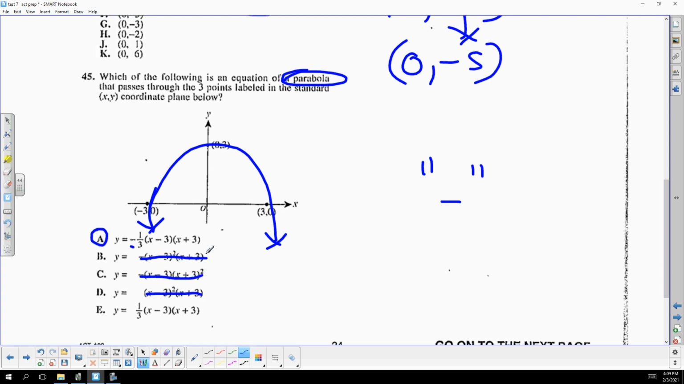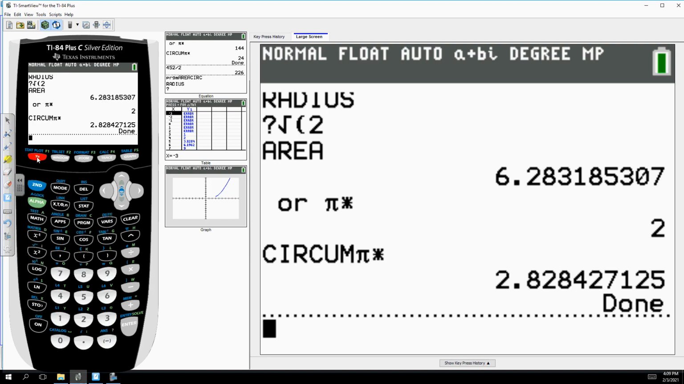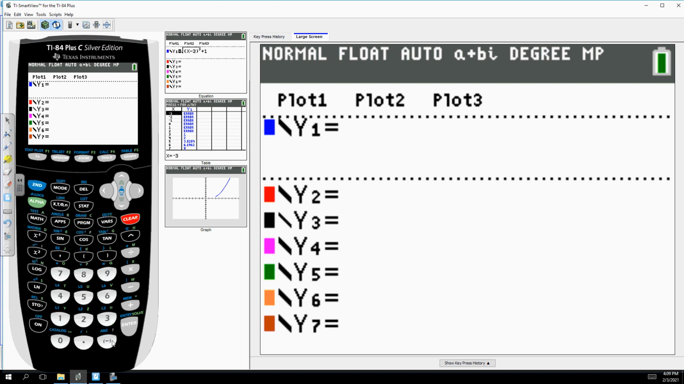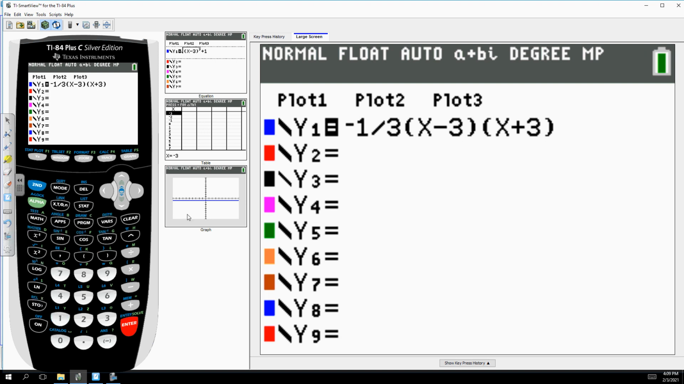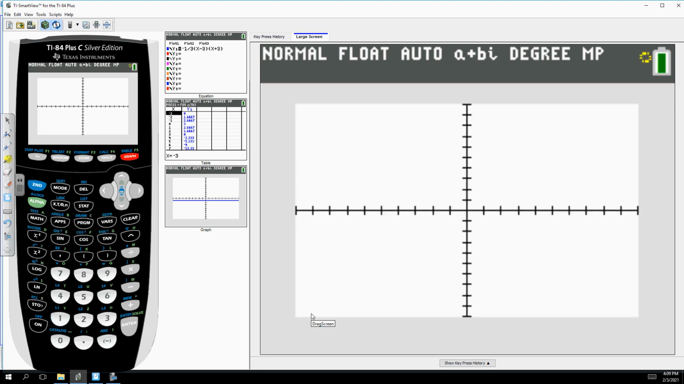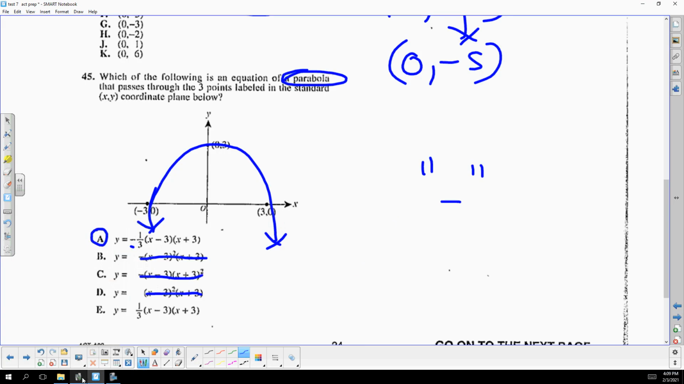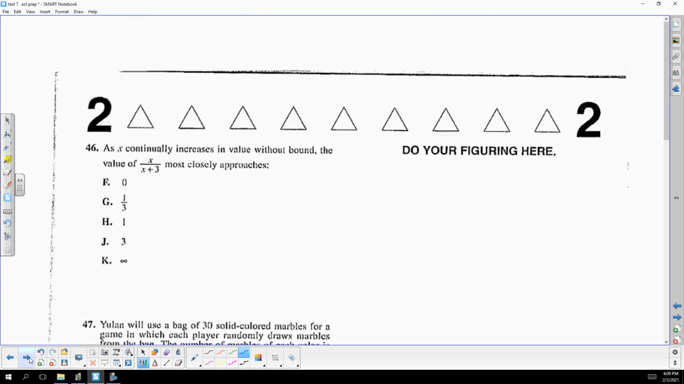We could check that by plugging it into graph. I hardly ever use graph on this test, but let's look at it. -1/3 times x minus 3 times x plus 3. Tada, graph. It's going to look like what we just saw, huh? Turning point and so forth. Don't have time on the video. I'm always in a hurry. But I would say to do them more.